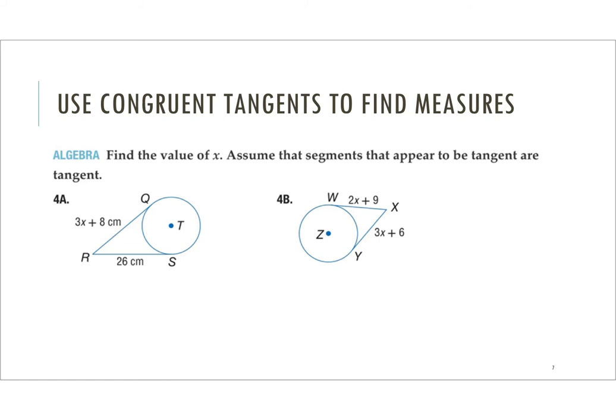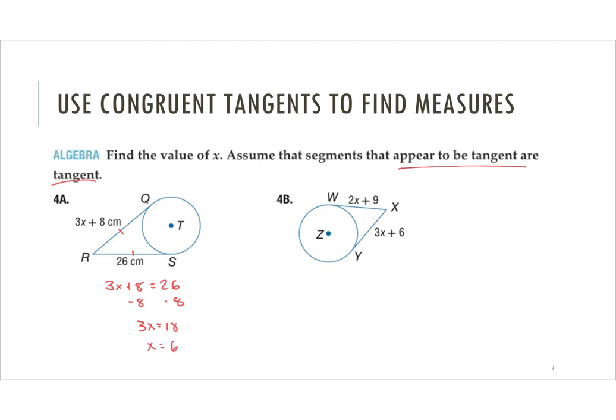So with these problems, what you're going to do, assuming that the segments that appear to be tangent are tangent, is you can immediately set them up, since they share the same endpoint, as equal. So I have 3x plus 8 is equal to 26. And as I solve, I get 3x is equal to 18, and x is equal to 6.